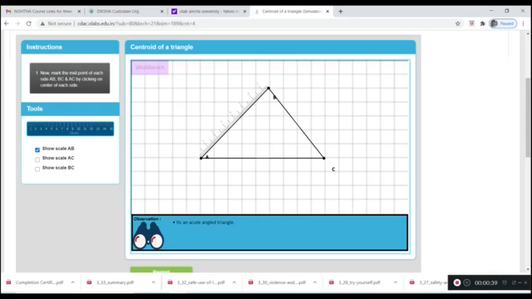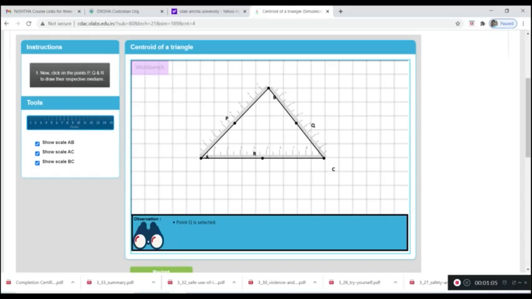So this is side AB. This is the midpoint of AB. P is the midpoint of AB. Then AC, this is the midpoint of AC. Then BC, this is the midpoint of BC. So after finding the midpoints we have to draw the medians.